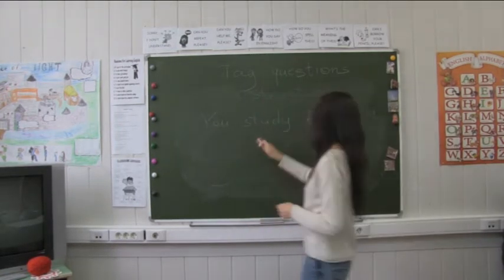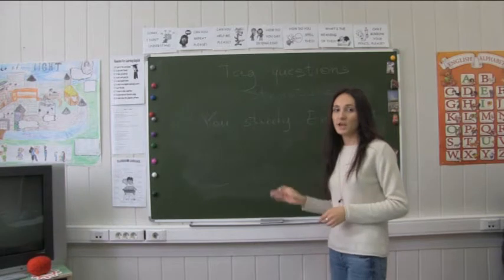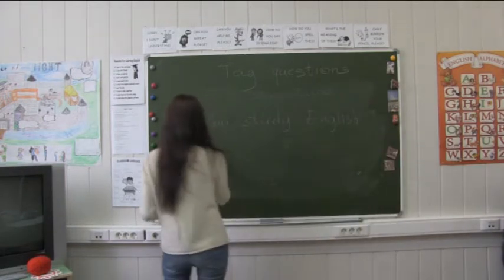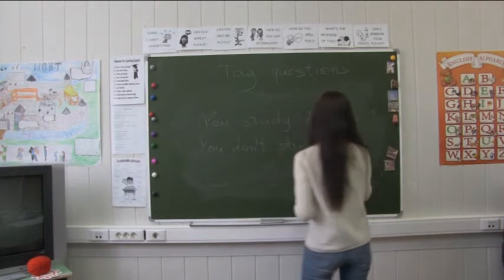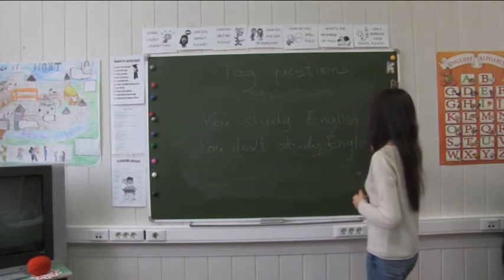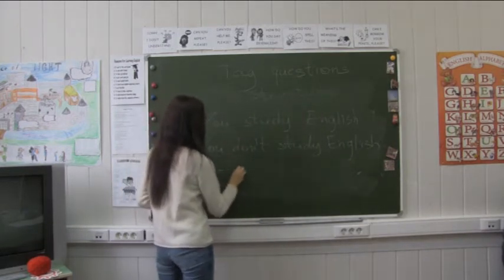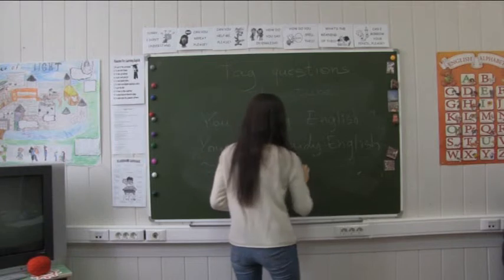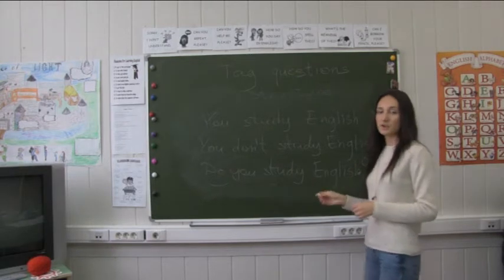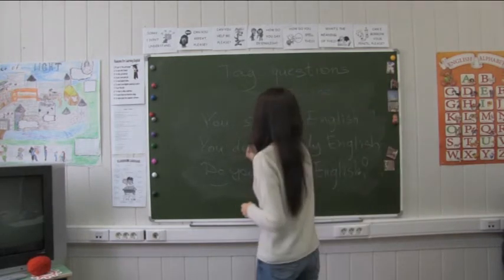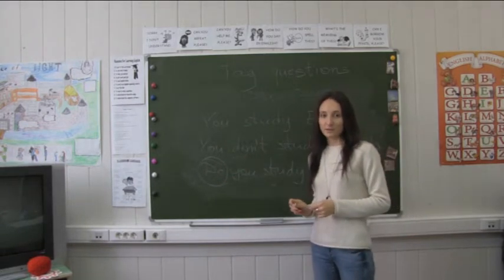So, another example. You study English. How to make a negative sentence from this? You say, you don't study English. And the question, how do you think? Right. Do you study English? In these sentences, the auxiliary verb is do. So you will need auxiliary verbs to make a tag question.